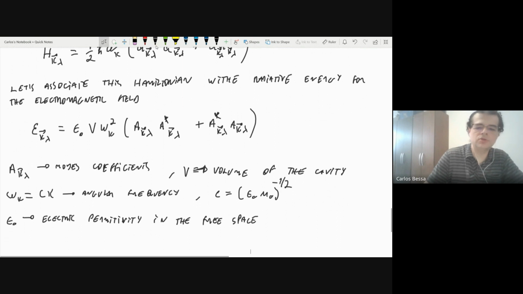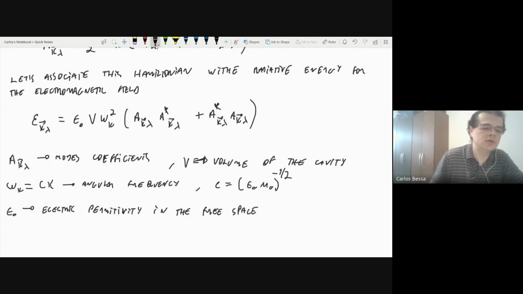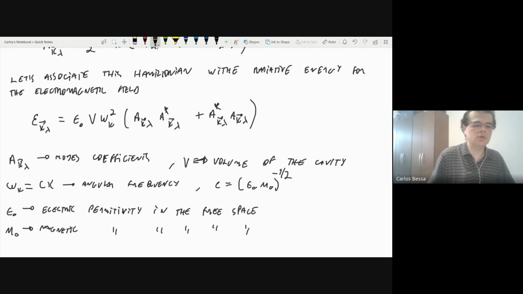Because the boundary conditions are different when we're solving this classically, when we are in free space and when we have boundaries. And mu 0 is the magnetic permeability in free space. And c is the velocity of light.